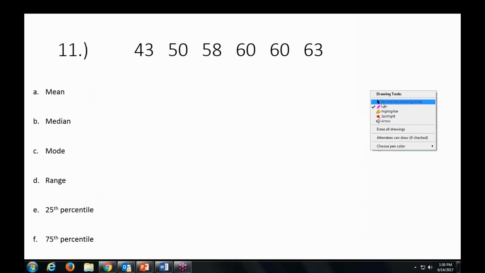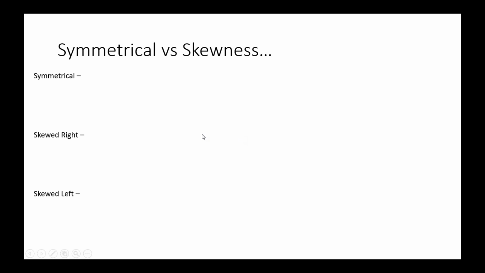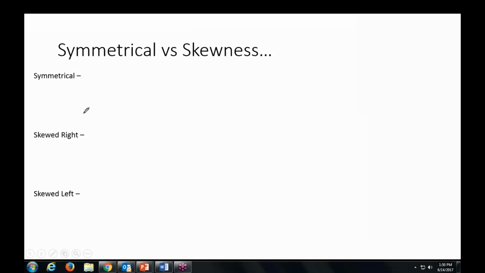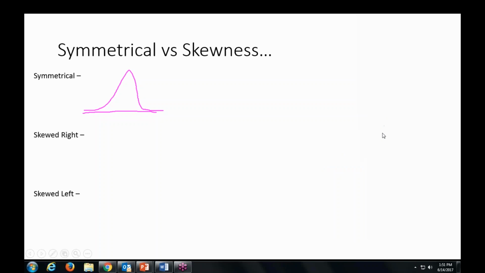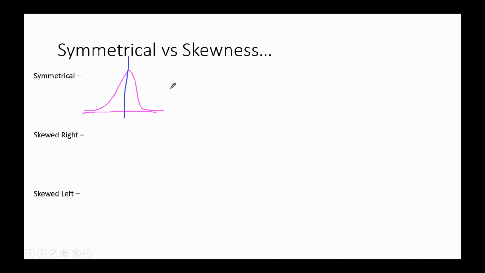All right. Enough of that. Moving on. Symmetrical versus skewness. I'm going to spend 30 seconds talking about this. Basically, if you have symmetry, that's the same left and right. If you cut down the middle, you have the same on the right and the left. In this case, the mean equals the median, and the mode for that matter, but we don't get too much into that.